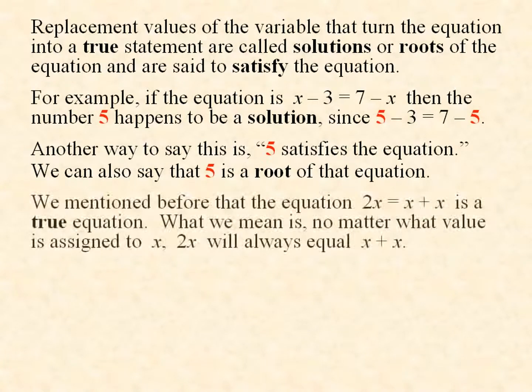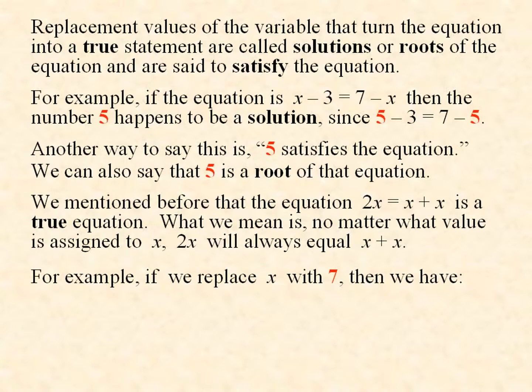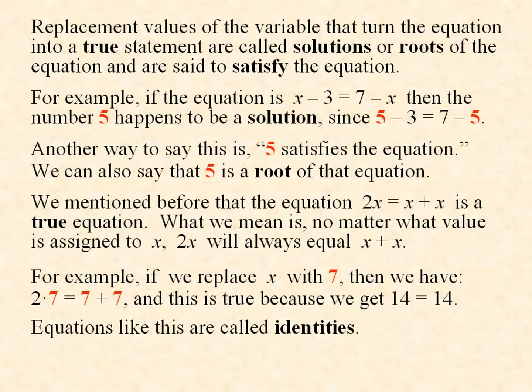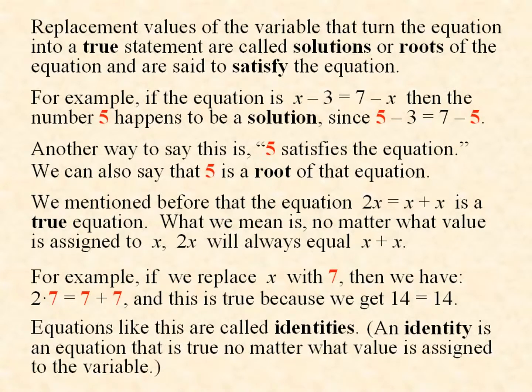We mentioned before that the equation 2x equals x plus x is a true equation. What this means is, no matter what value we assign to x, 2x will always equal x plus x. For example, if we replace x with 7, then we have 2 times 7 equals 7 plus 7. And this is true because we get 14 equals 14. Equations like this are called identities. An identity is an equation that is true no matter what value is assigned to the variable.